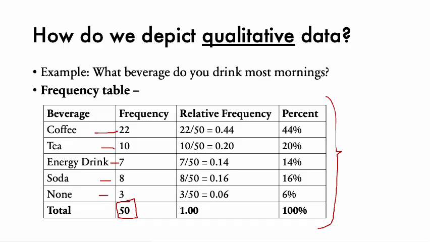We can calculate percentages if we would like to calculate the percentage in a frequency table. All we've got to do is take the number in any particular category, the frequency in that category, and divide it by all of the individuals who were sampled. So 22 divided by 50 is 44% of people drank coffee. 10 divided by 50, 20% of individuals drink tea, etc.